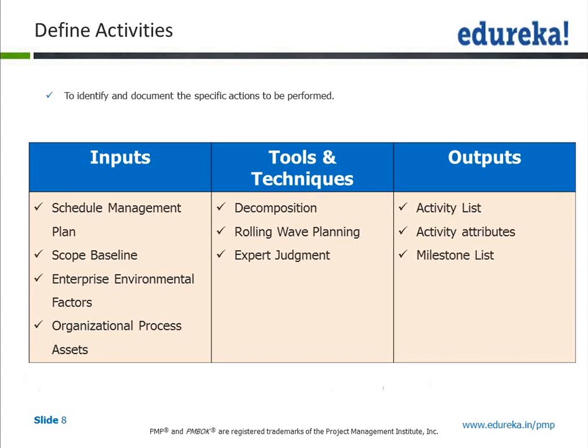Rolling wave planning, as I said, we have all understood earlier in activity definition also. To the extent we know as of now on the work breakdown structure, the details we know, only that part we will decompose for the functionality that is supposed to be delivered. Expert judgment is another tool. Outputs are the activity list, activity attributes and milestone list.